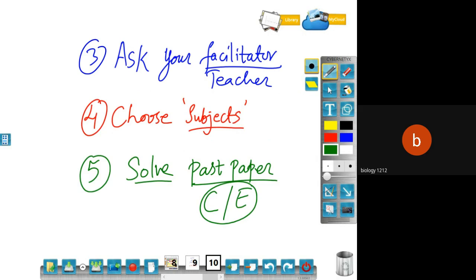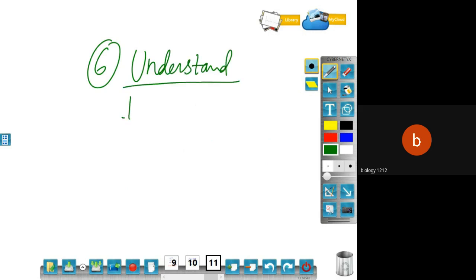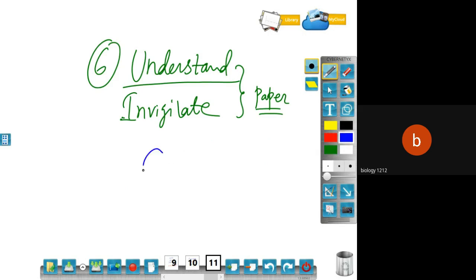Then the sixth point, which is very important, is to understand and be an evaluator. Invigilate and understand your own paper and make your own choice. Understand and invigilate your own paper so that you can finally decide whether you want to go for core or extended.